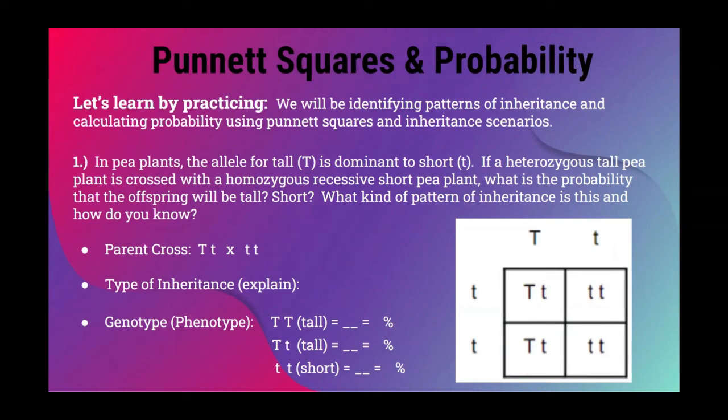In pea plants, the allele for tall, capital T, is dominant to short, lowercase t. If a heterozygous tall pea plant is crossed with a homozygous recessive short pea plant, what is the probability the offspring will be tall, short? What kind of pattern of inheritance is this, and how do you know?